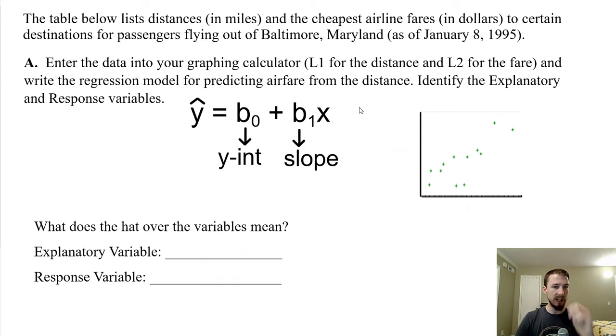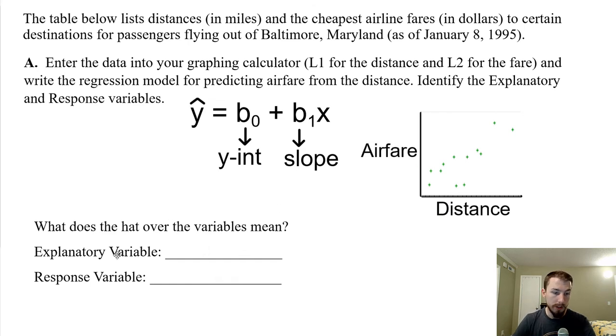All right, the table below lists the distances in miles and the cheapest airline fares in dollars for certain destinations for passengers flying out of Baltimore, Maryland as of 95. Enter the data into your graphing calculator, list 1 for the distance and list 2 for the fare. We're seeing how distance affects the fare, so the distance would be our x variable and the airfare would be our y variable.